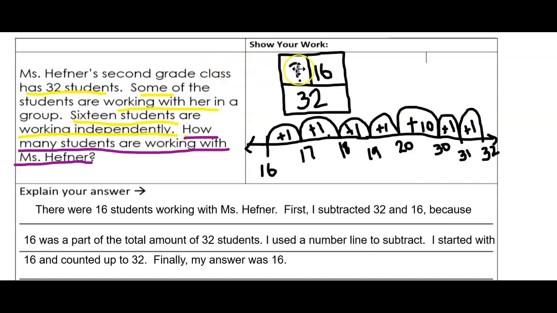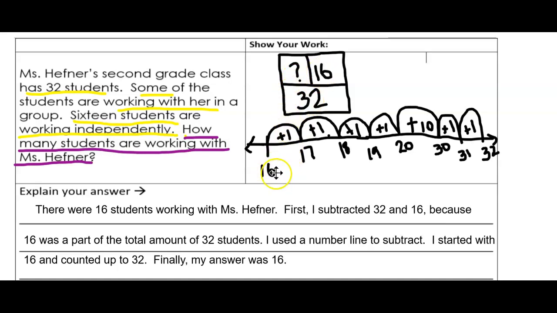We use a question mark to represent an unknown number. That's part of the total. 16 students are working independently. 16 is the other part of the total amount of 32 students. How many students are working with Miss Hefner? Boys and girls, remember when we cut something away from the total amount, that means we are taking it away or subtracting. So we must subtract to see these two numbers, the total amount and what was cut away, to see how much was left. The other part, just like our apples.